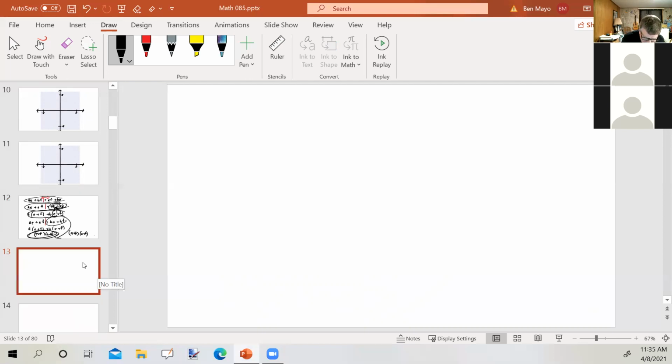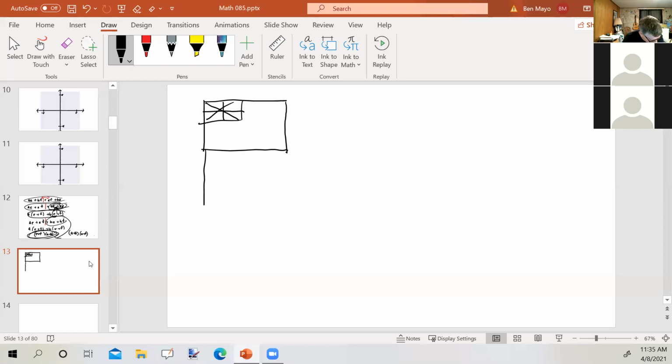Okay, this first one, it's a geometry problem, and it talks about a flag. It says the length of the flag of Australia is twice as long as the width. So I'm going to just draw a flag here, a sad looking flag. I'm not an artist, except maybe a con artist.